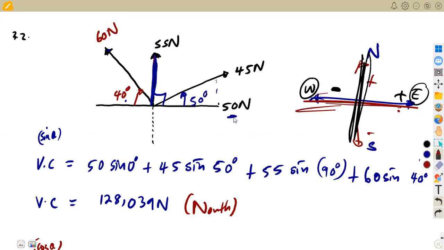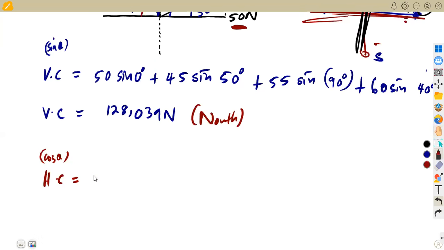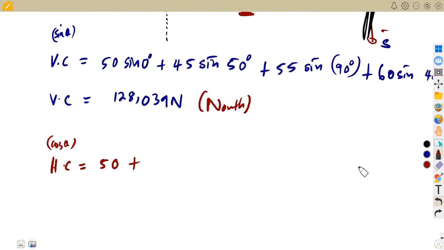All right. So here, this one is a straight horizontal, guys. 50 cos 0 if you want, but that one, as you can see, it's a straight horizontal. So this is going to be 50 plus, we also have 45 back to the ground. So it's 45 cos 50 degrees, the angle that is between. So 45 cos of 50 degrees in this case.